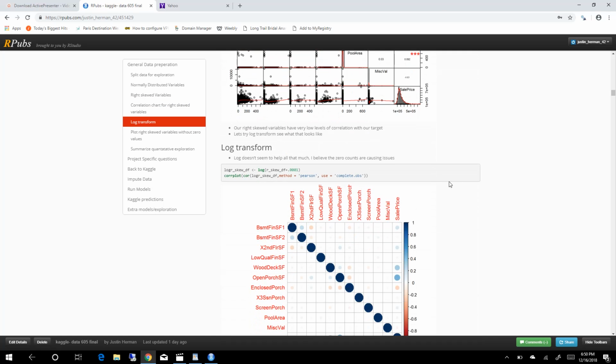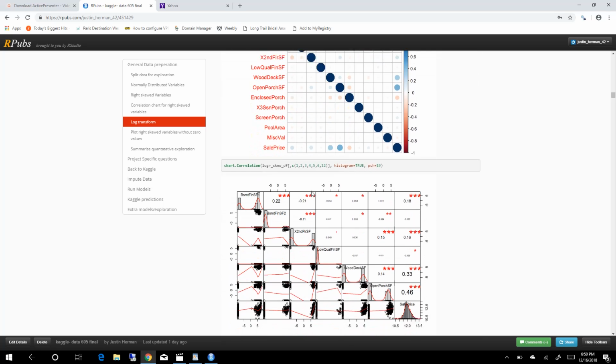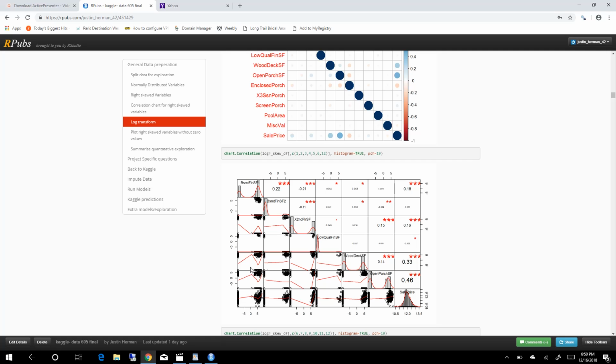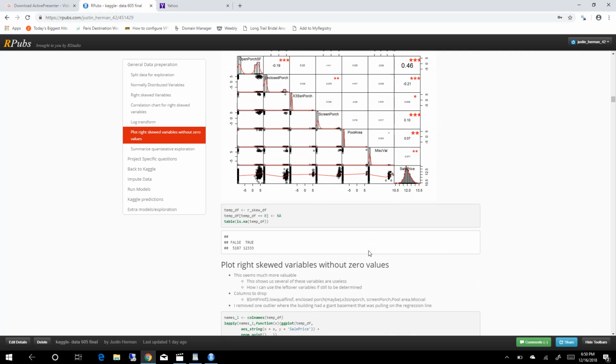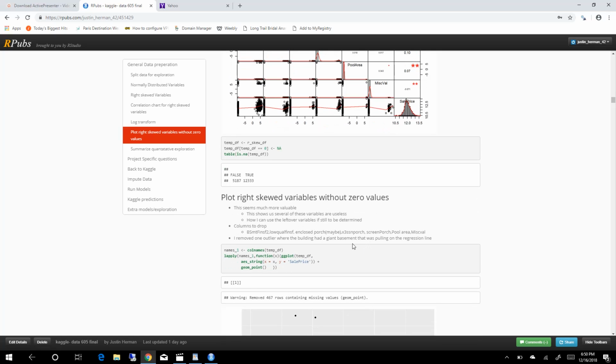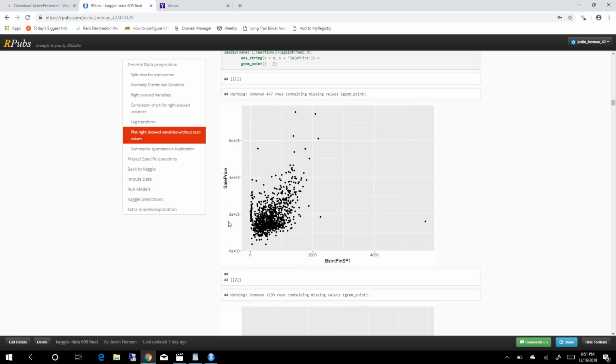My first idea was to try a log transform and see if that would somehow make the zeros not as important. The log transformation, obviously, did not work. So then I thought, what if I just looked at the scatter plot of my sale price against these things when I filtered out all occurrences of zero. And here now you can see pretty clear linear relationships between, for instance, this variable of basement square footage and sale price.